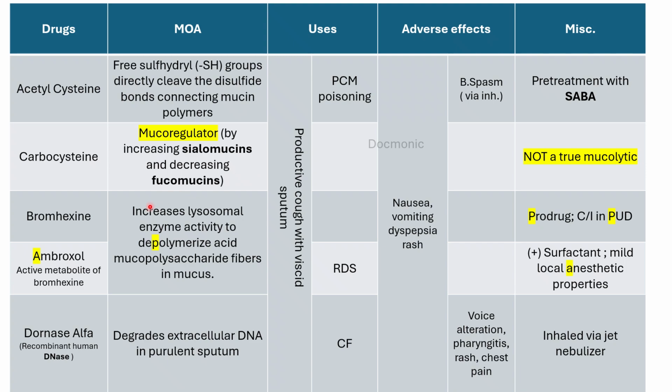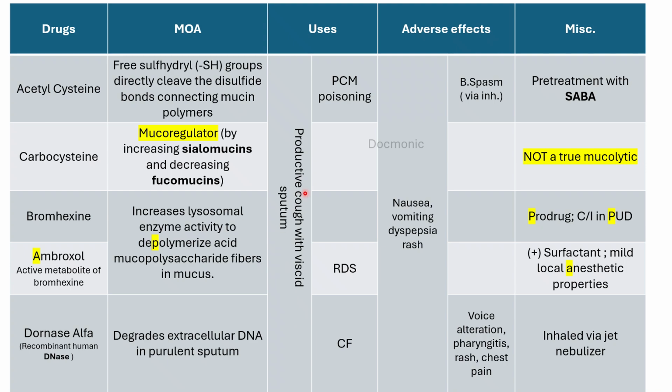And coming to bromhexine and ambroxol, ambroxol is an active metabolite of bromhexine. Active metabolite means bromhexine is a prodrug. Both have similar action, where they increase lysosomal activity and depolymerize the mucopolysaccharide fibers in mucus. Coming to dornase alpha, it degrades extracellular DNA in purulent sputum. Because of this special mechanism, it's only used in cystic fibrosis, and it's not used for regular productive cough.